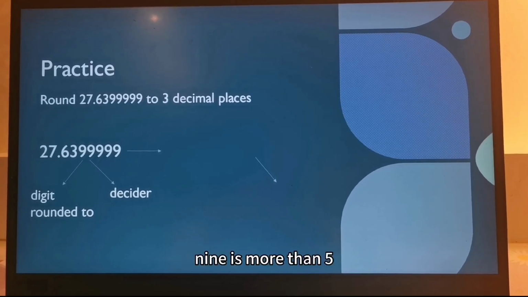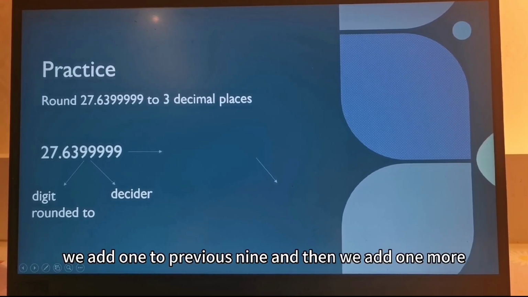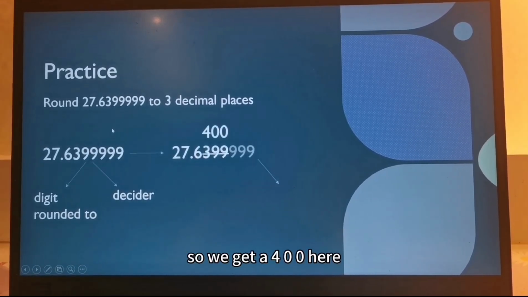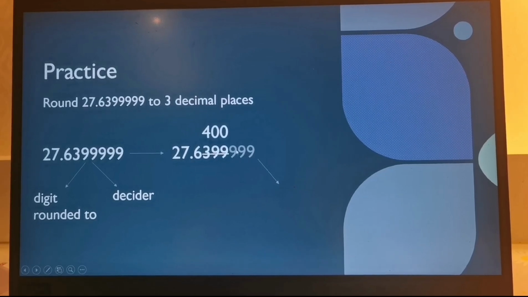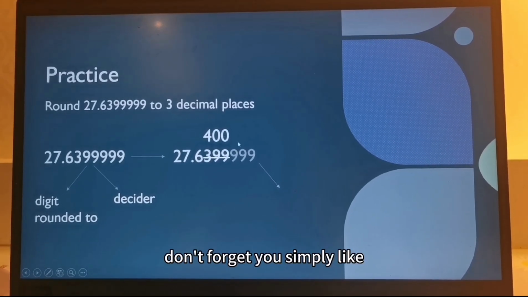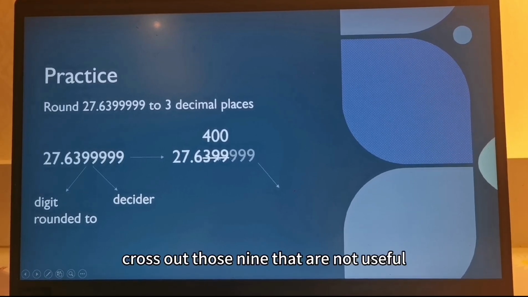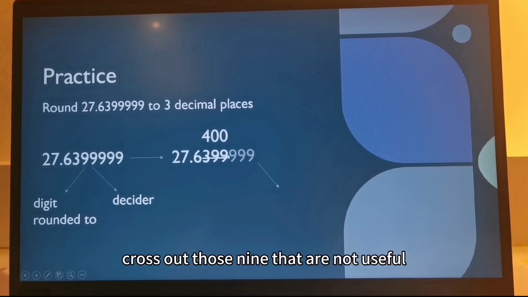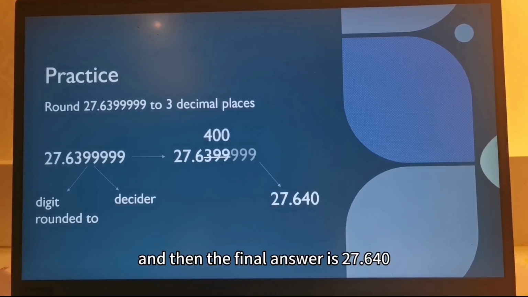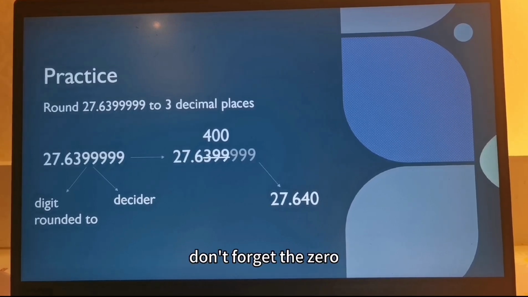9 is more than 5, so we add 1 to the previous 9, and then we add 1 more, so we get 400 here. And although it seems like there's a lot of 9s, don't forget you simply cross out those 9s that are not useful. And then the final answer is 27.640. Don't forget the 0.